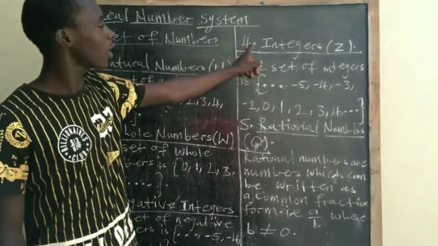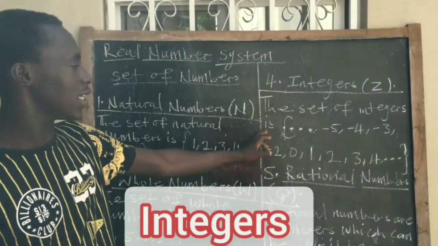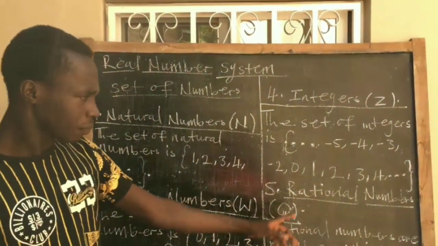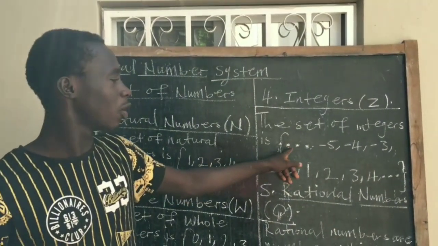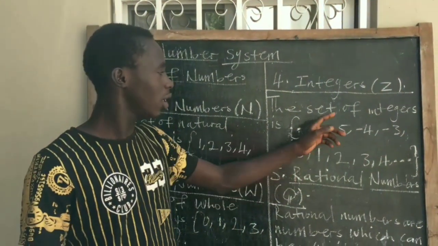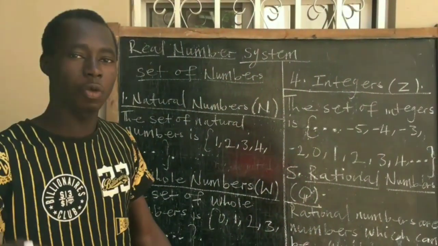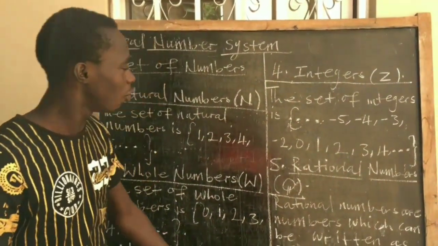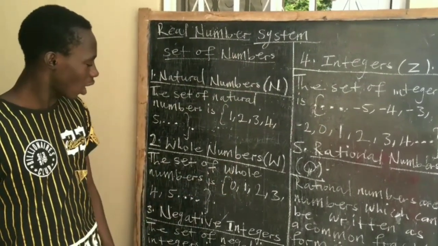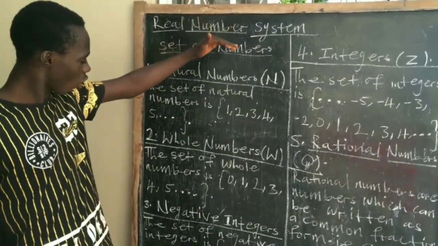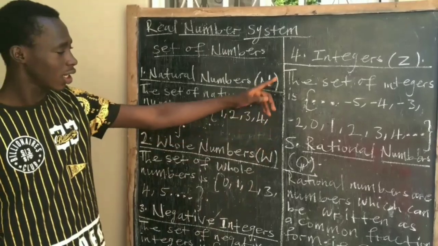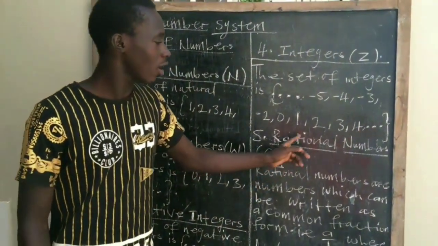So fourth, we have what? Integers. The set of integers is ..., -5, -4, -3, -2, -1, 0, 1, 2, 3 and 4. We cannot write all of them. That is why we put these dots. It means other numbers are missing. Now if you look at integers, we can say integers are the combination of negative natural numbers, zero and positive natural numbers, or the combination of whole numbers and negative natural numbers. So fifth, we have rational numbers.